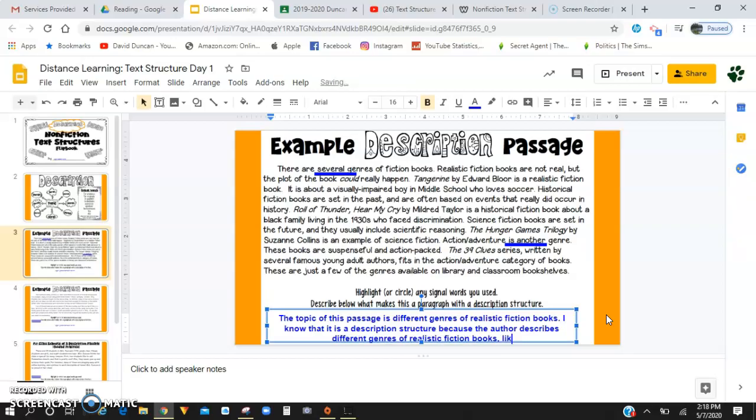like historical fiction, science fiction, and action adventure. Okay, so that right there is going to explain to us why this is a description text structure.